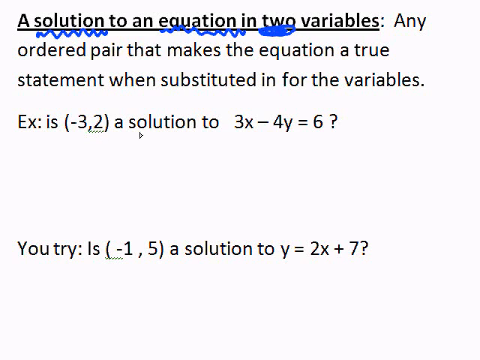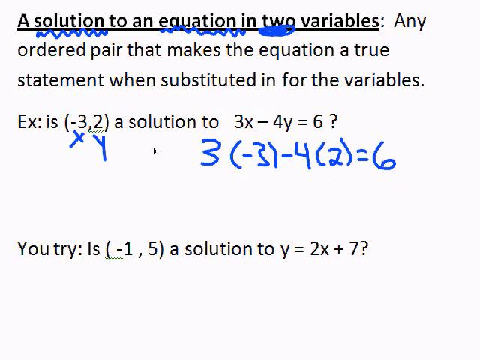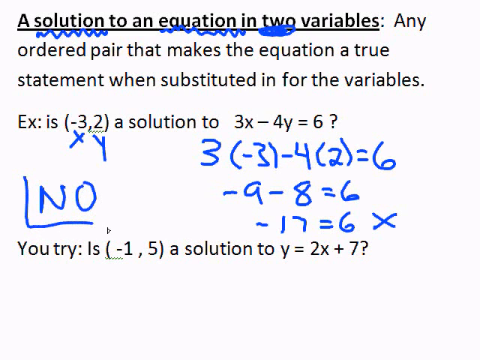So is negative 3, 2 a solution to 3x minus 4y equals 6? Well, the negative 3 is x, the 2 is y, and we need to substitute these values in for x and y to find out if it is indeed a solution. Let's check it out. We get 3 times negative 3 minus 4 times 2, since y is 2, equal to 6. 3 times negative 3 is negative 9, minus 4 times 2 is minus 8, equal to 6. Negative 9 minus 8 is negative 17, equal to 6, which is not true. So no, negative 3, 2 is not a solution.